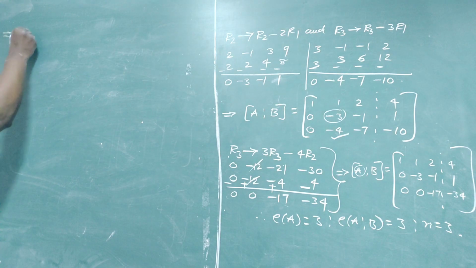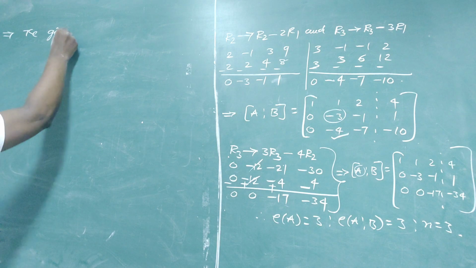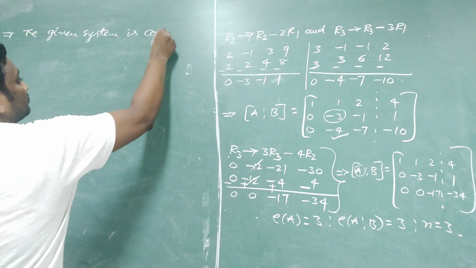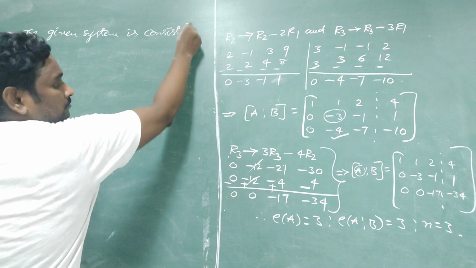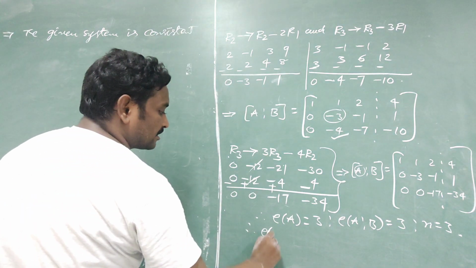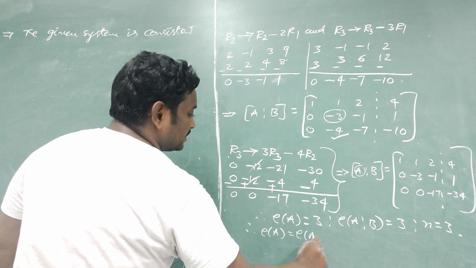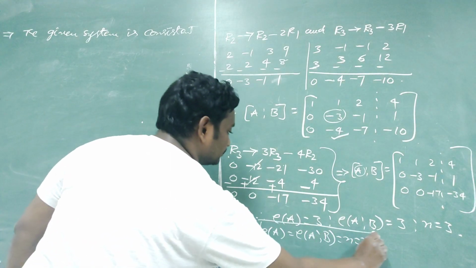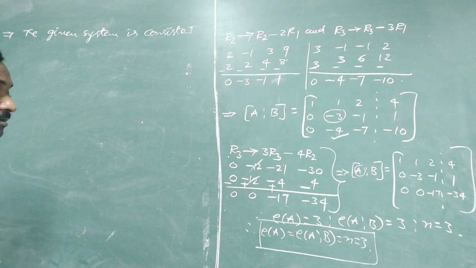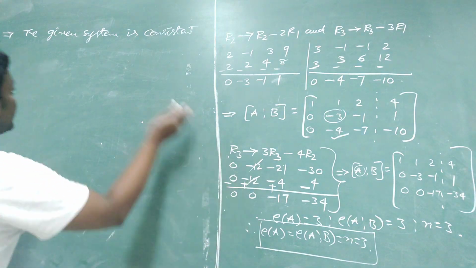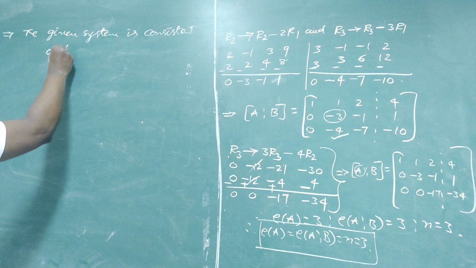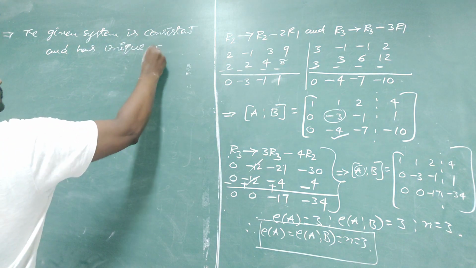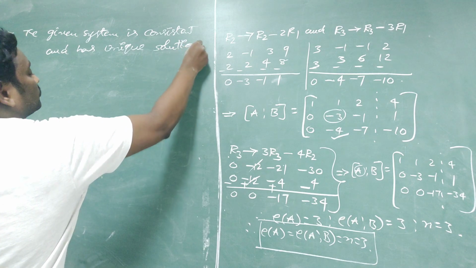So the given system is consistent. You should write one step here. Rank of A is equal to rank of AB is equal to n is equal to 3. All are same. Please highlight this step with box. From this condition we are getting that given system is consistent and has unique solution only.